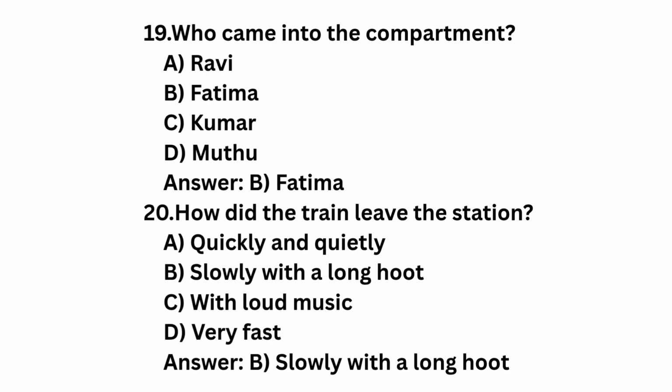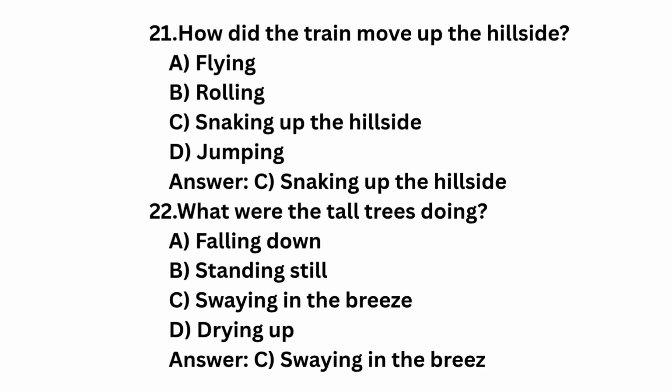Who came to the compartment? Ravi, Fatima, Kumar, Muthu. Answer Fatima. How did the train leave the station? Quickly and quietly, slowly with a long hoot, with loud music, very fast. Answer slowly with a long hoot. How did the train move up the hillside? Flying, rolling, snaking up the hillside, jumping. Answer snaking up the hillside.